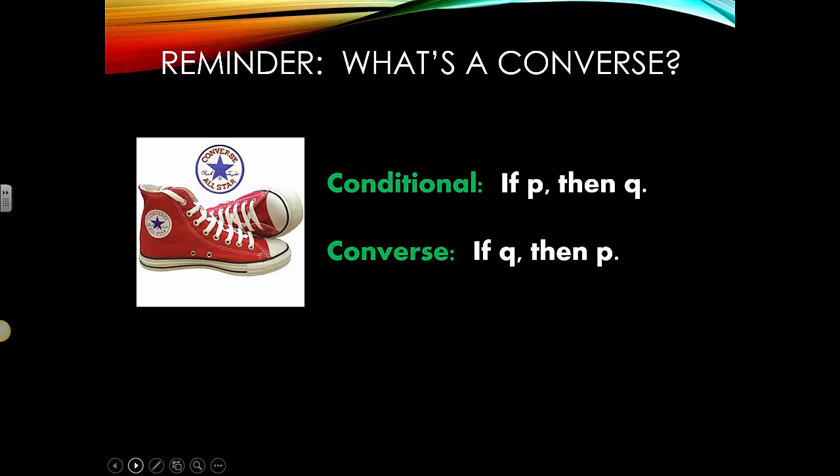So this section is all about the converses of the postulate and the theorem that you learned in the previous lesson. So just to recall, a conditional statement is a statement that's written if P then Q, and the converse, not the tennis shoe, but the converse conditional statement is if Q then P.